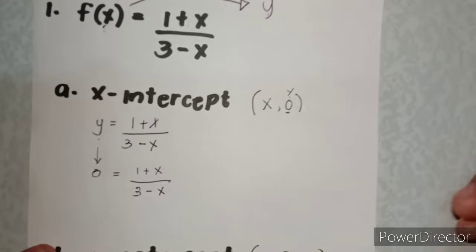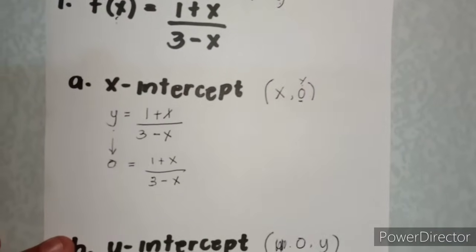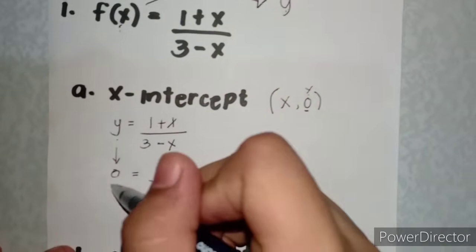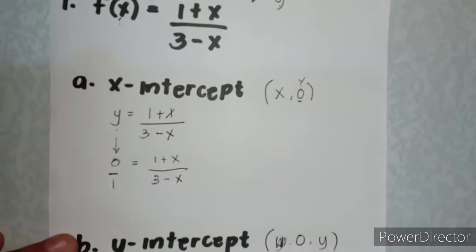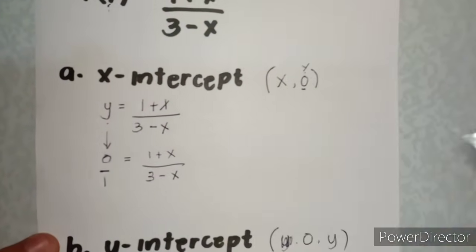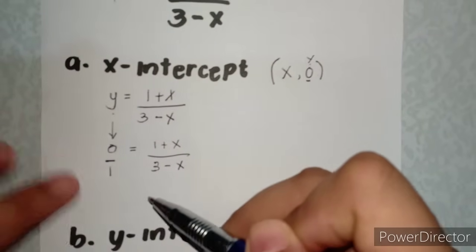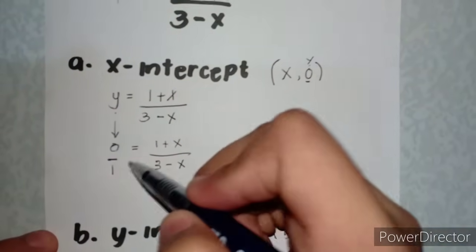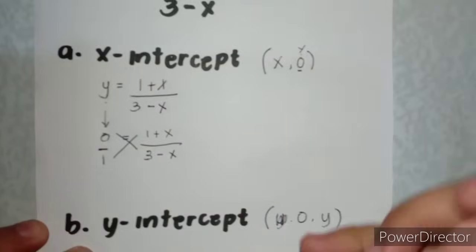And always remember din na lahat ng whole number ay merong imaginary denominator na 1. Lahat ng number merong imaginary denominator na 1. And kapag ganyan na po siya, fraction versus fraction, just cross multiply.